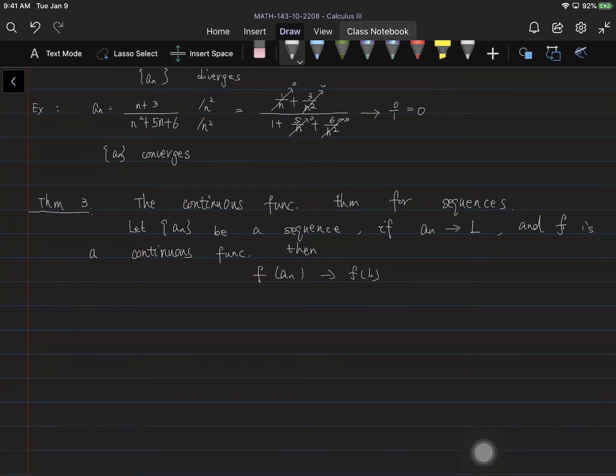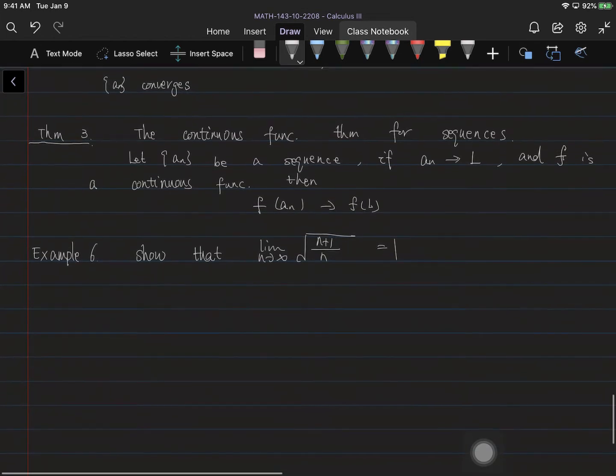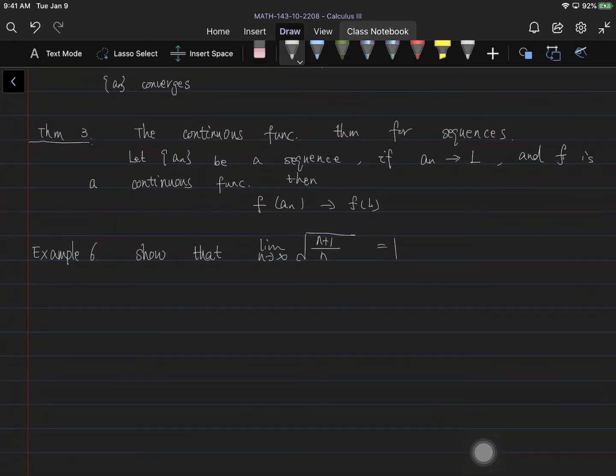I'm going to show you how to use this theorem in an example, because it's hard to see from here, right? Example 6. Show that the limit of this sequence is 1. Okay, let's take a look at this problem.